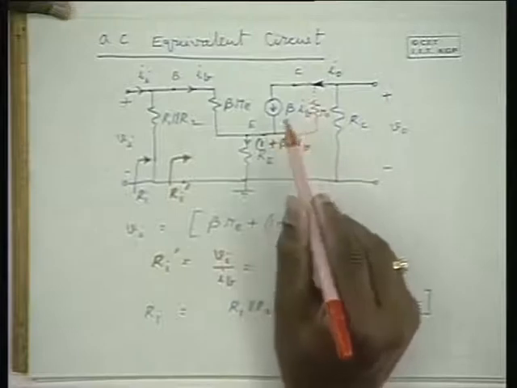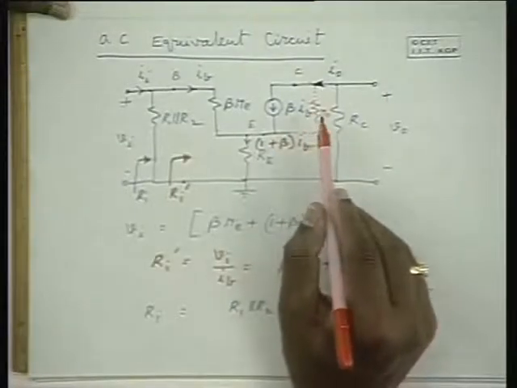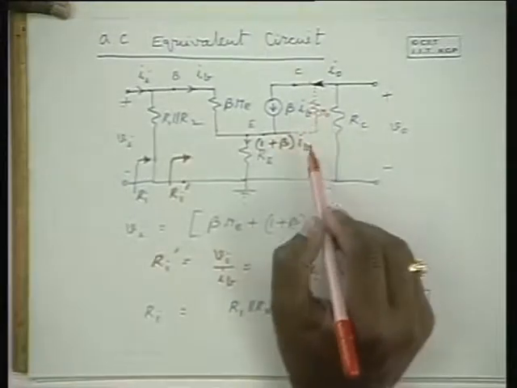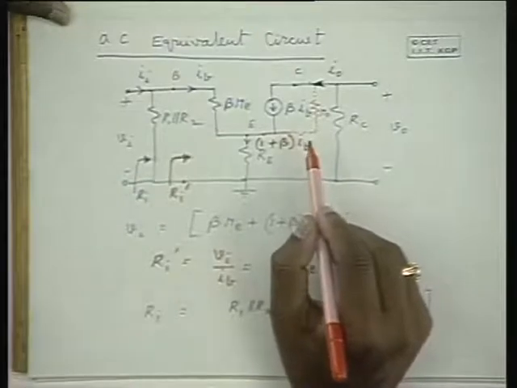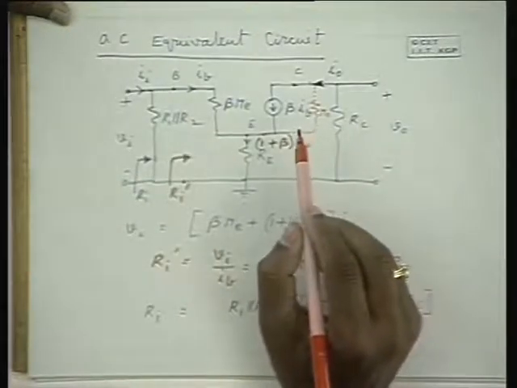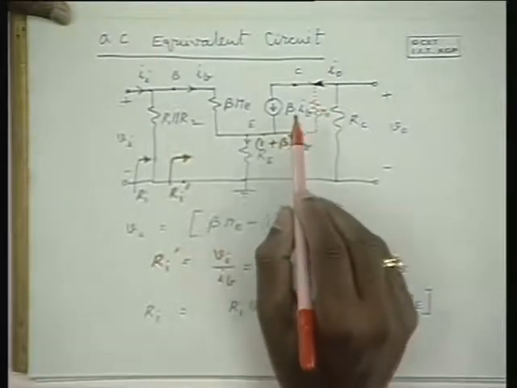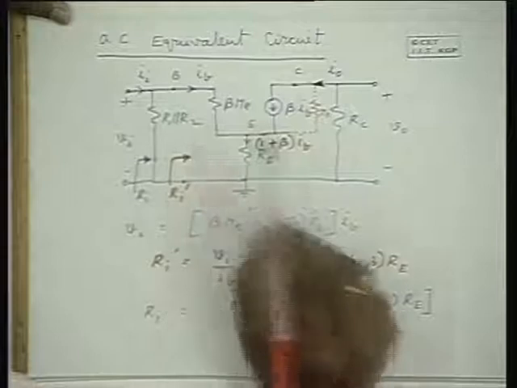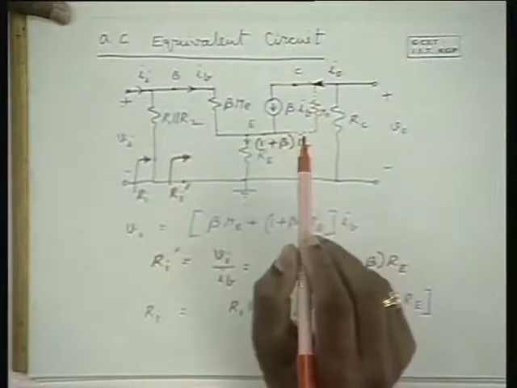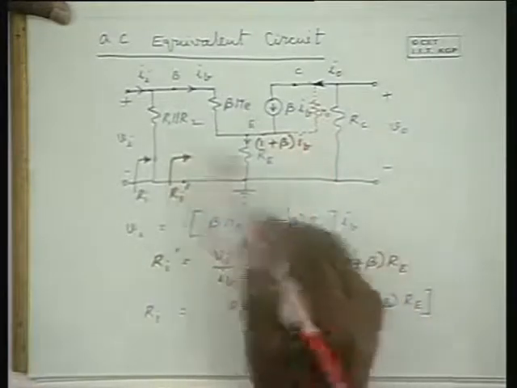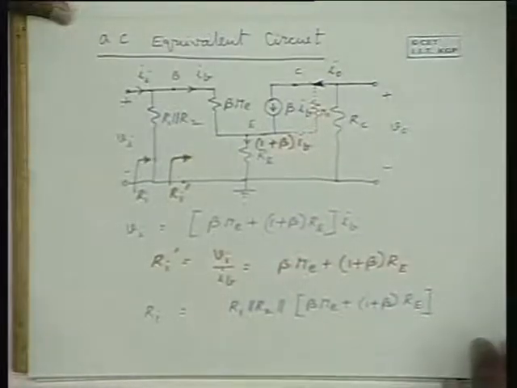I will give this as an assignment to you: solve this problem with R naught included. That means obtain accurate expressions for the voltage gain, current gain, input impedance and output impedance of a common emitter amplifier with self bias circuit.